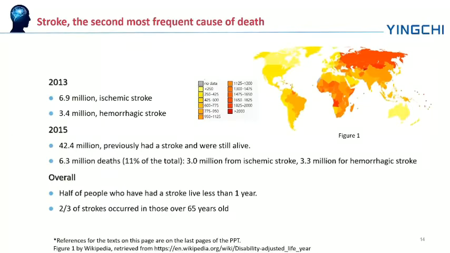And stroke is the second most frequent cause of death. And in 2015, there were more than 42 million people who had a stroke and were still alive. And 11% of them, which is 6.3 million, died. And overall, half of people who have had a stroke live less than 1 year. And 2/3 of strokes occurred in those over 65 years old.